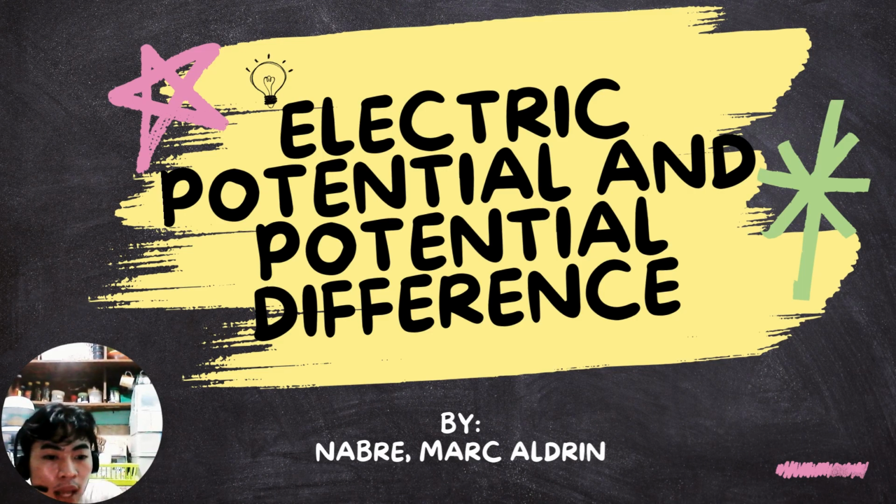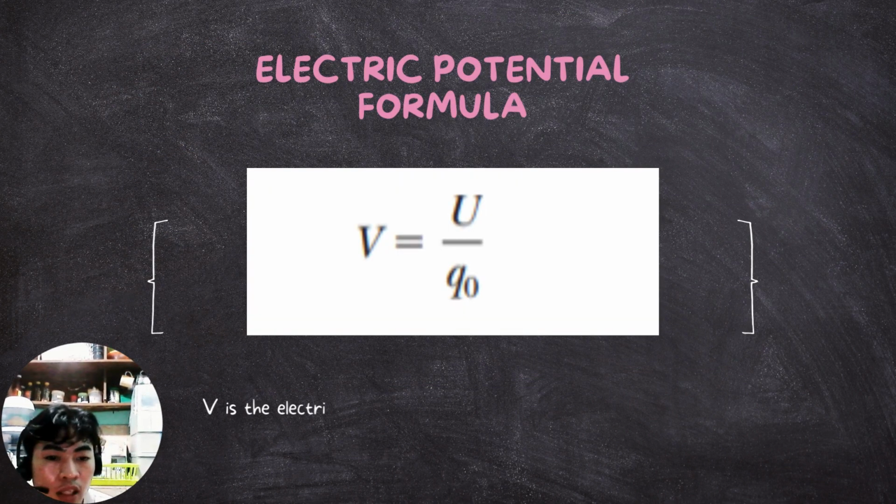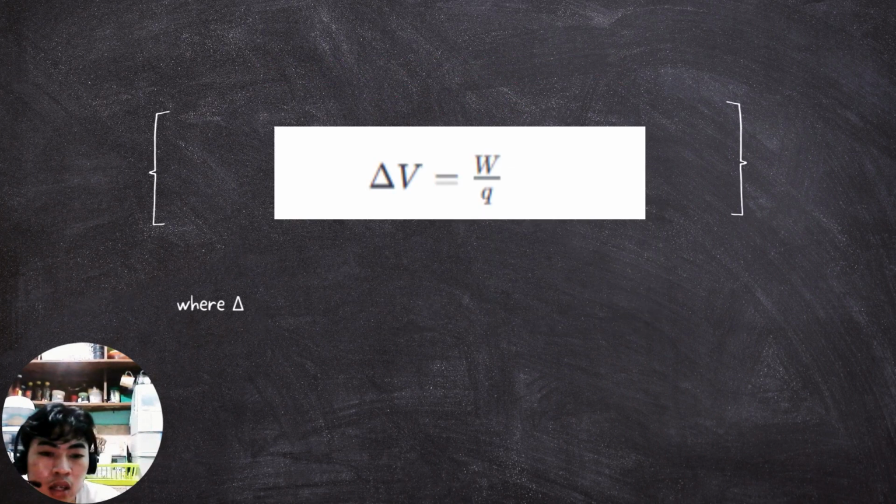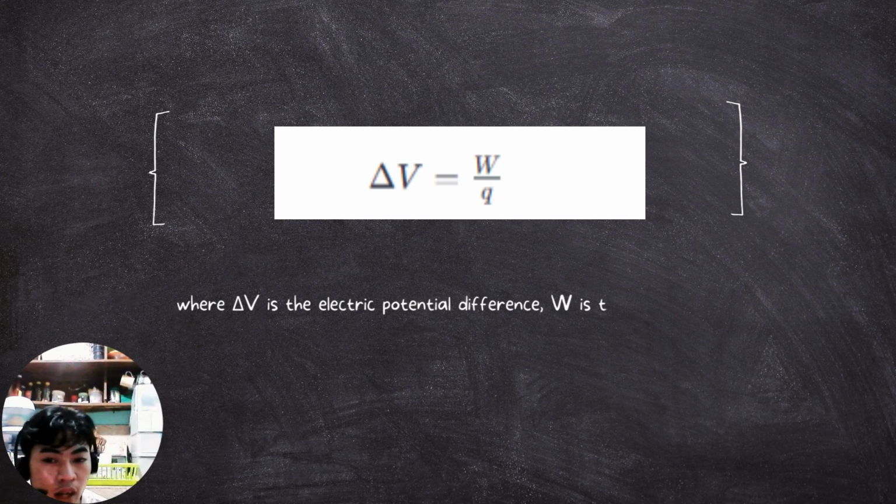So here's the formula for electric potential: V equals U over Q. V is the electric potential, U is the potential energy, and Q is the charge. An electric potential difference between two points is the work done per unit charge in moving a positive charge from one point to another. As you can see in the picture, delta V is the electric potential difference, W stands for the work done, and Q is the charge.